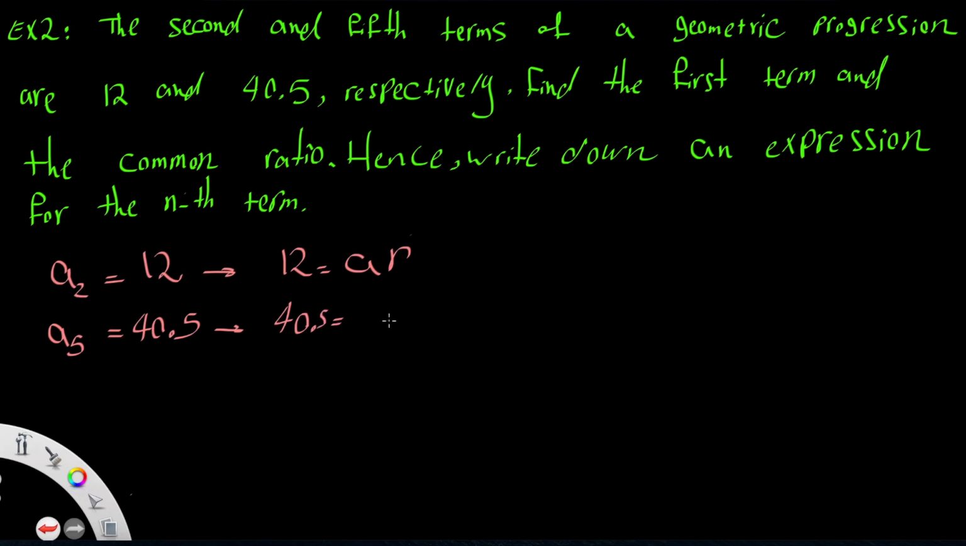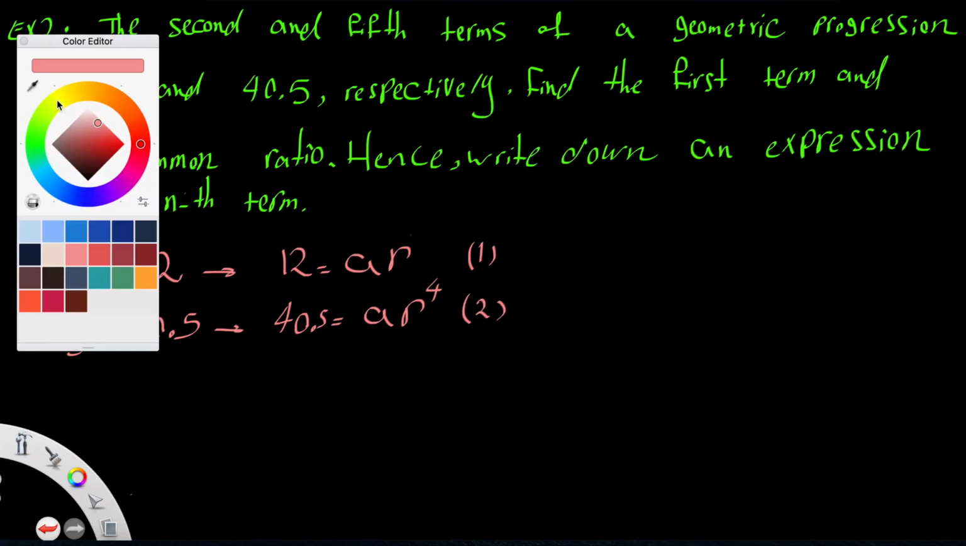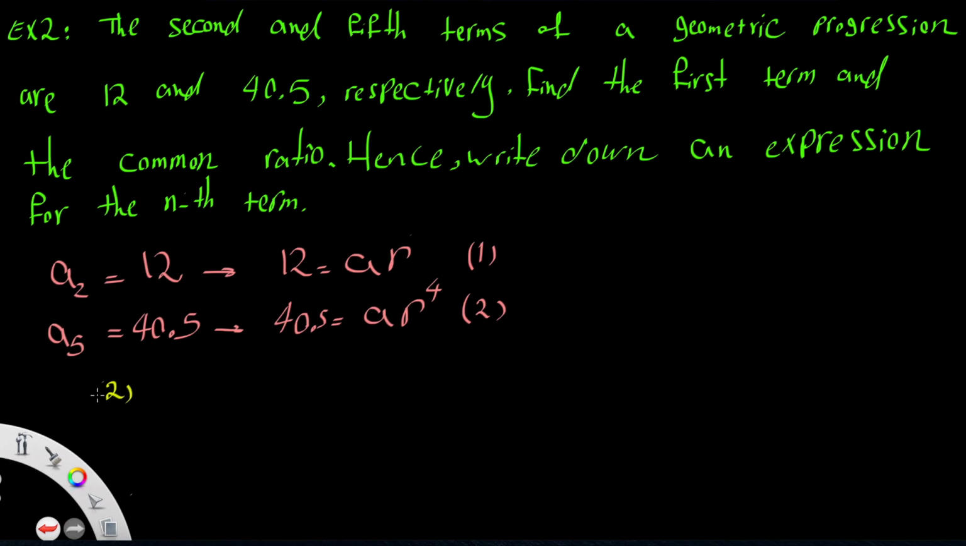And 40.5, which is the fifth term, is a r to the power of 5 minus 1, which is 4. I labeled this formula 1, the second one 2. Now here I divide formula 2 by formula 1. So it will be a r to the power of 4 over a r is equal to 40.5 over 12.